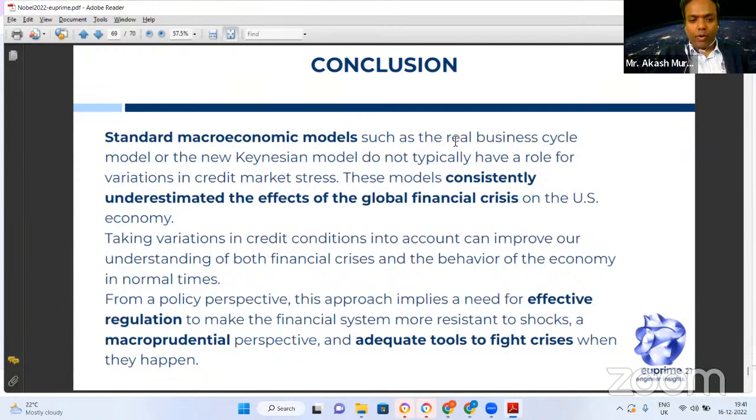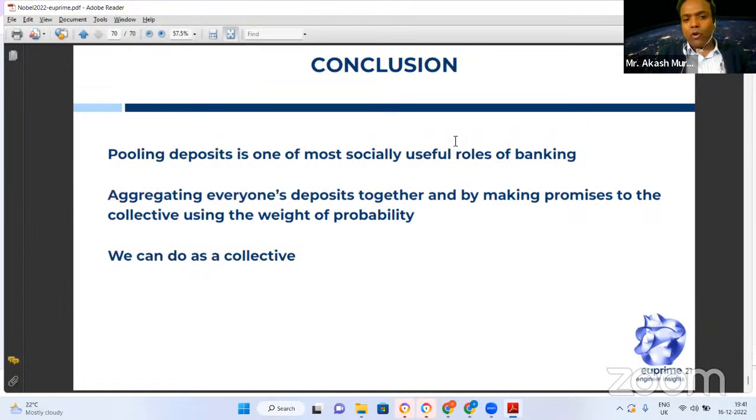And the word prudential norms essentially means looking at the entire system and not at each bank specifically. And the other interesting idea is that pooling deposits is one of the most socially useful roles of banking: aggregating everyone's deposits together and making promises to the collective, using the weight of probability. Weight of probability is like you estimate the number of people who will withdraw money at any given point in time. And if you can compute that probability and bound it with a fair amount of certainty, then a bank can be profitable. That's pretty much it.